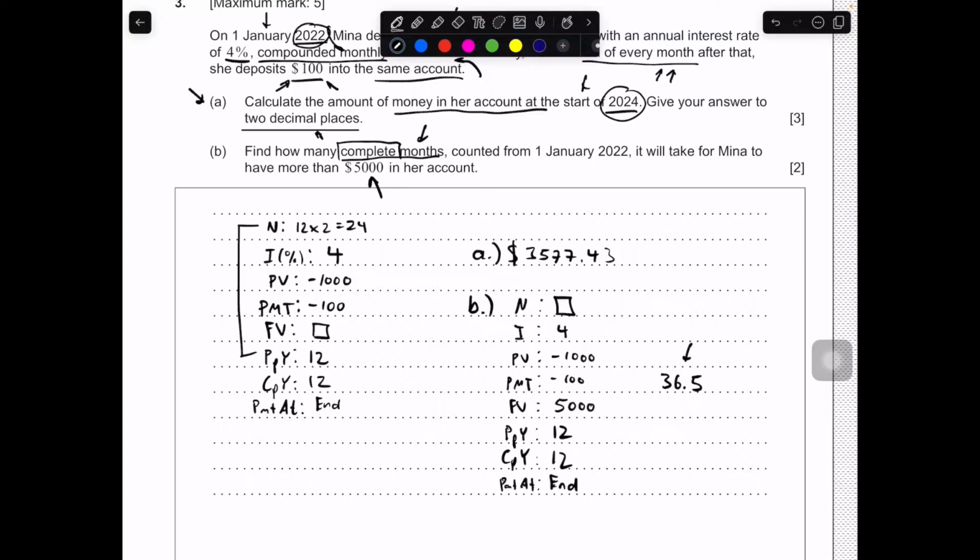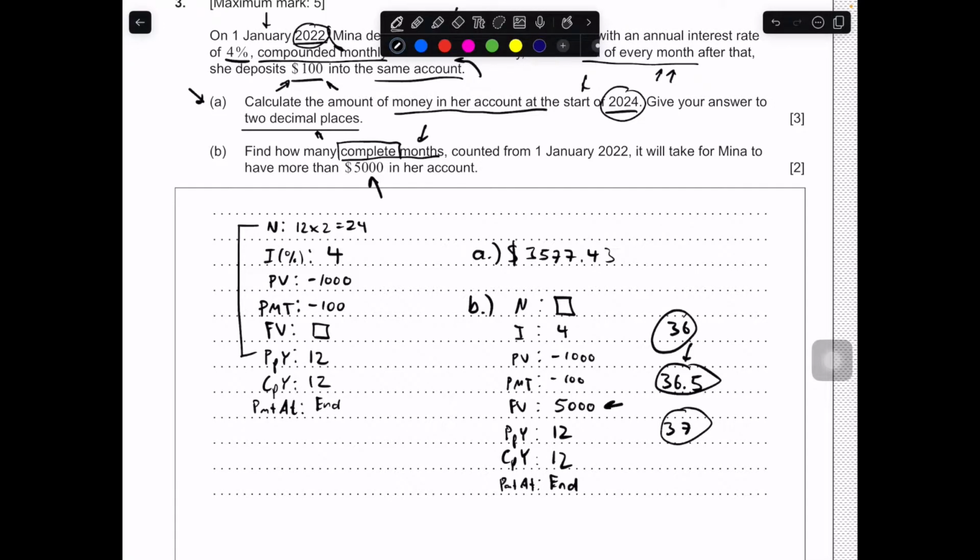So how many complete months will it take? 36.5 months, she has exactly 5,000. That means at 36, she doesn't quite have that much. It's not until the 37th month, actually, that she has this $5,000. With 36.5, the bank doesn't pay you halfway, they only pay you at the end of every month.